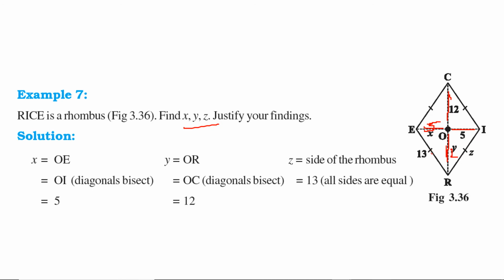Now this is 12, this is 13. You can also find 5 like this, 13 square minus 12 square. So this is how you can find the x, y, z, and z can also be found out. See, this is 12, this is 12. This is 12, this is 5. So this side z square will be equal to 5 square plus 12 square. So this is the Pythagoras theorem. We have employed here Pythagoras theorem. So z will be equal to under root 5 square plus 12 square, that will be equal to 13.